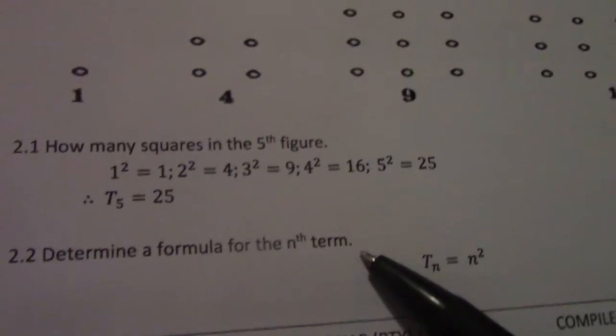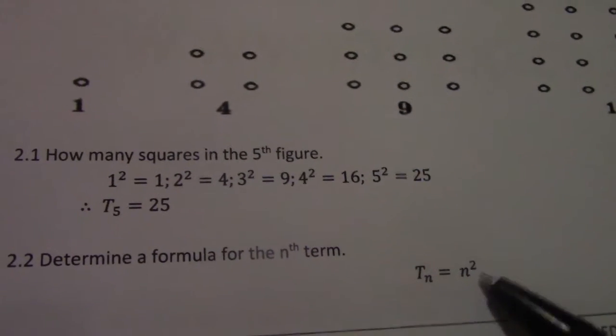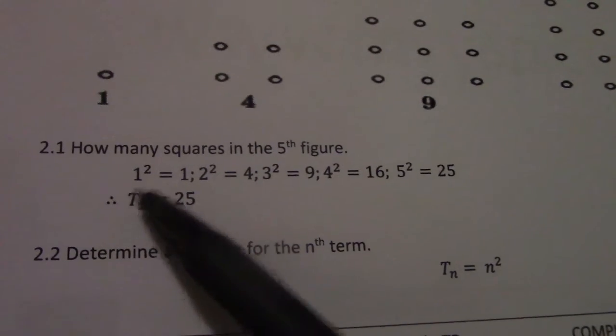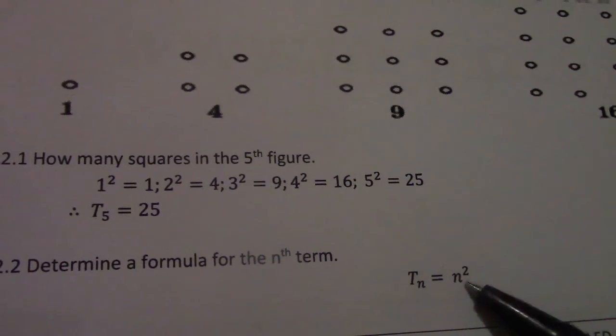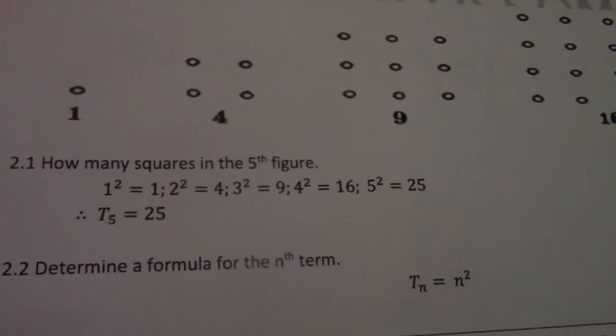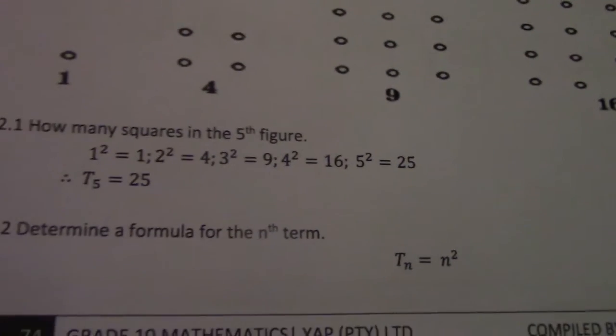Determine a formula for the nth term. You should know by now, perfect squares: Tn equals n squared. See there? n squared, n squared, n squared. So if n is 6, 6 squared would give me 36. If n was 10, 10 squared would give me 100.